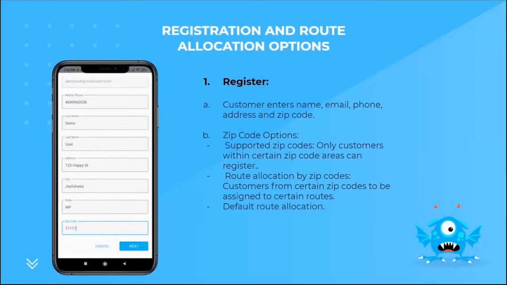Registration and route allocation options. I wanted to leave this for last because I want to focus and highlight the automatic route allocation options that we have here, because this is very important for your process. After your customer hits the register button, after they have also submitted their email, the app will take them to this screen. The customer needs to enter their name, their email, their phone, address, and zip code.